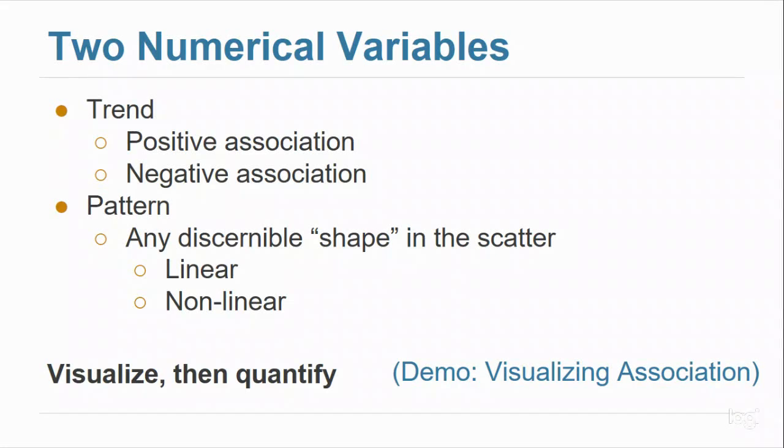When you look at numerical variables, it's helpful to look for a pattern. Plotting the scatter plot of some observations can help you discern this pattern. Sometimes that pattern is linear or nearly linear, and sometimes it's nonlinear, like quadratic or cubic. We recommend first visualizing the data using a scatter plot and then trying to quantify the trend that you see. Let's have a look at a demo to visualize association.